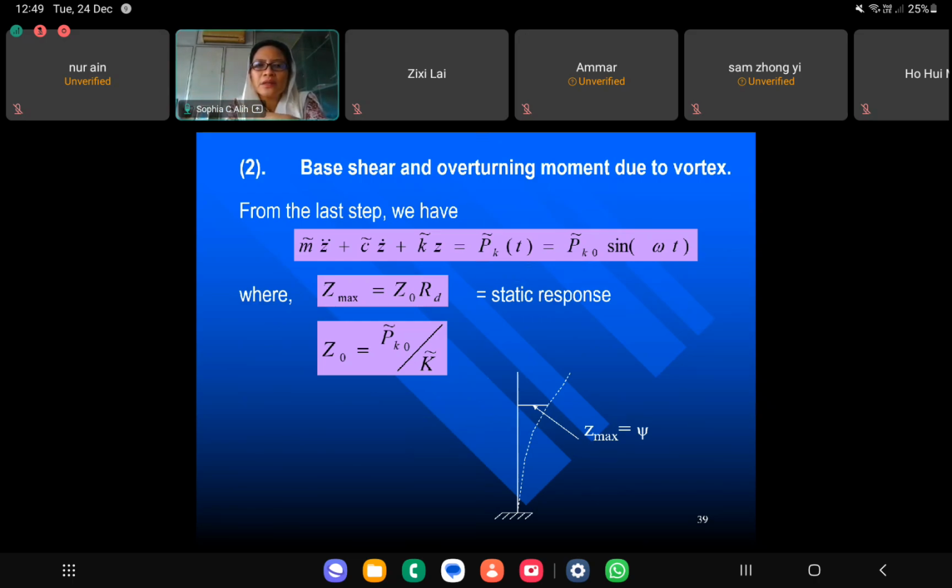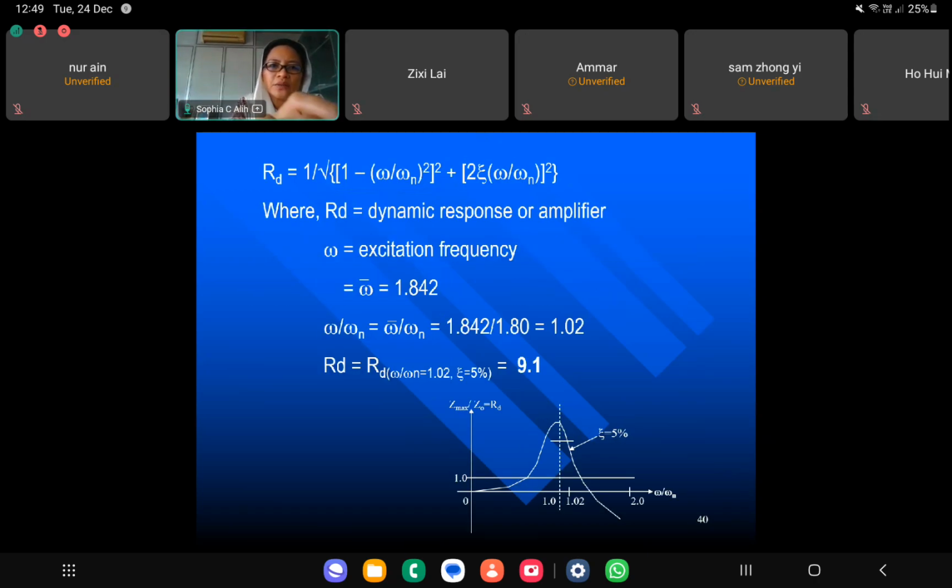So this is how you calculate using the dynamic analysis, okay? From the dynamic analysis, you got this equation of motion, and then you also have this dynamic amplification factor, which you can calculate with this equation. From this equation, I can get my dynamic amplification factor to be 9.1. So meaning whatever it is that I get, I have to multiply with 9.1.